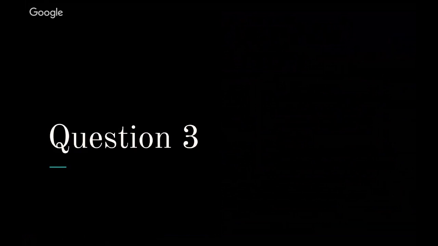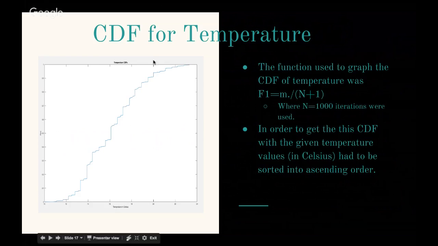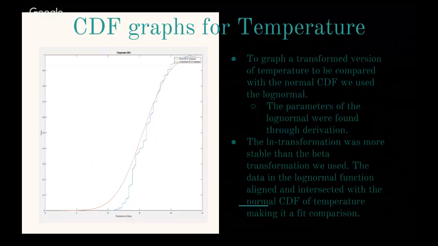For question 3, we used the same procedure as question 1 and 2 in how we graphed the CDFs for temperature and salinity, except for the fact that we didn't log transform the data. And this is the graph comparing the log transformed CDF of temperature compared to the normal CDF, which is in blue. And again, the values are pretty similar, except one is discrete and one is continuous.